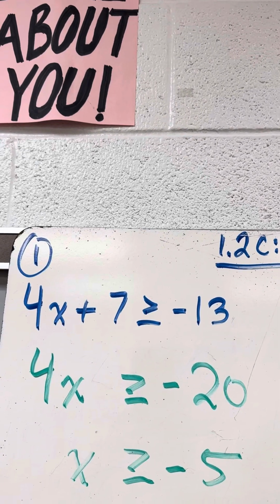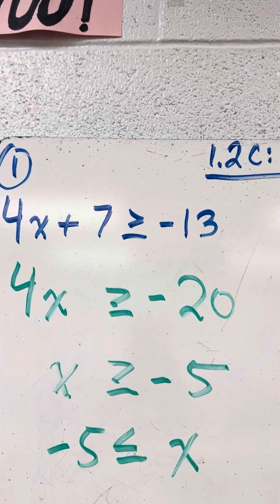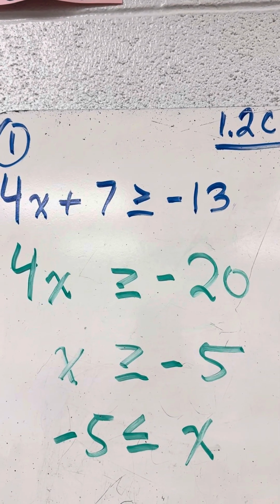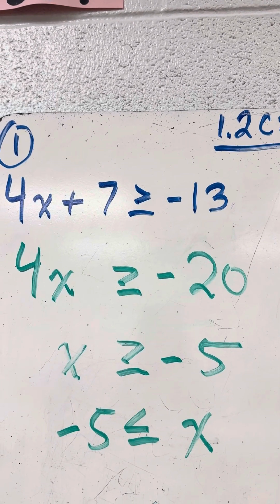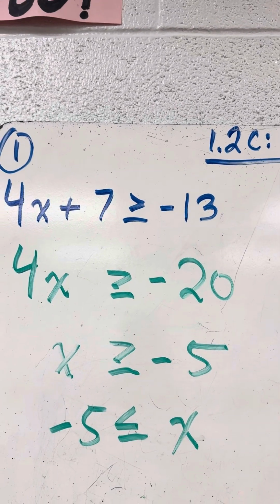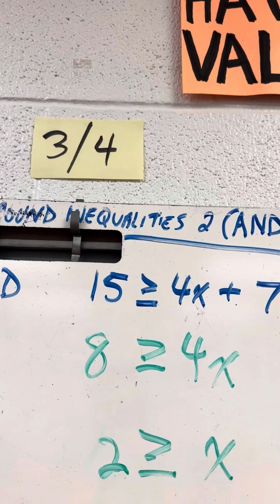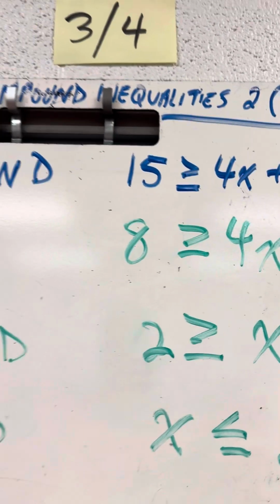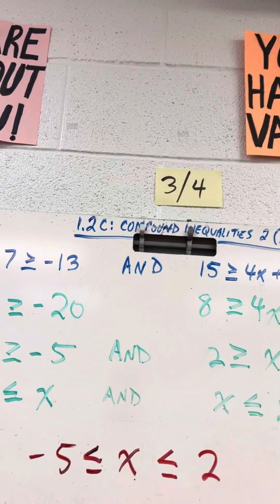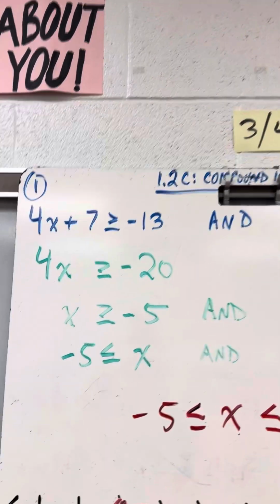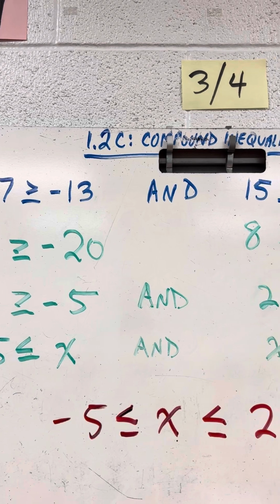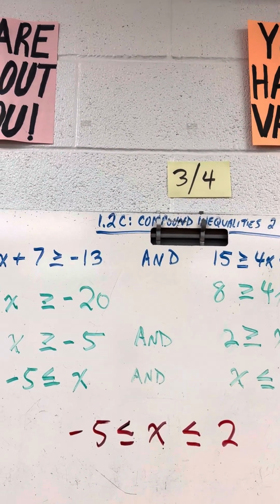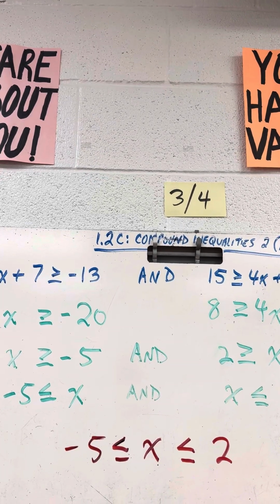X greater than or equal to negative 5 becomes negative 5 is less than or equal to x. Because if x is greater than or equal to negative 5, then negative 5 is less than or equal to x. Okay? Same thing here. 2 is greater than or equal to x, so x is less than or equal to 2. So now we put it all into one statement where you start with negative 5, you put x in the middle, and then you put the 2. So negative 5 is less than or equal to x is less than or equal to 2.